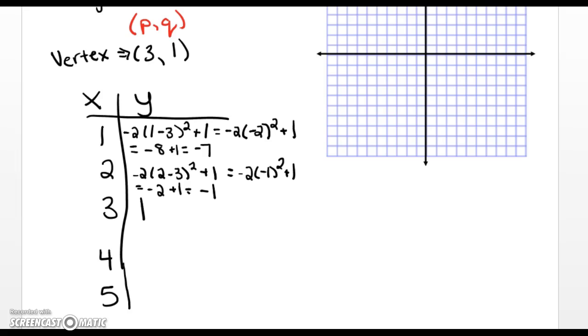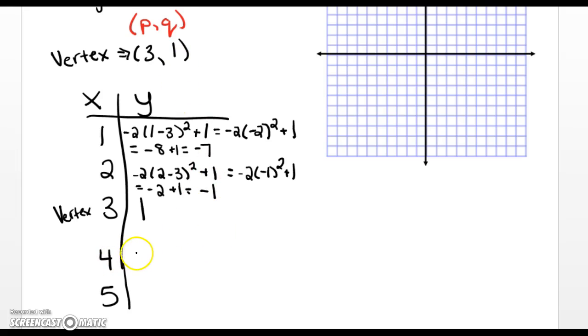Now, as long as we do our work right, our values should start to mirror, because here we're at our vertex. So if we do our work right, the y value for x equal to 4 should be negative 1, and for 5 should be negative 7. But we're going to redo that work anyways just to make sure we did our math right earlier.